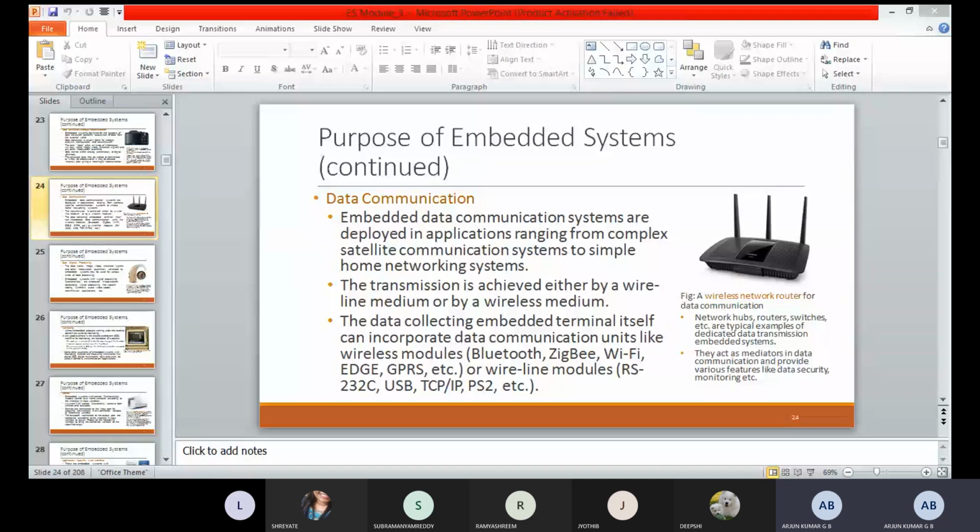The second purpose is the data communication. And the next is the data signal processing.